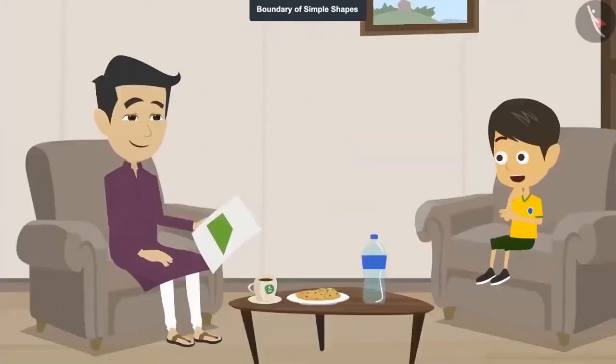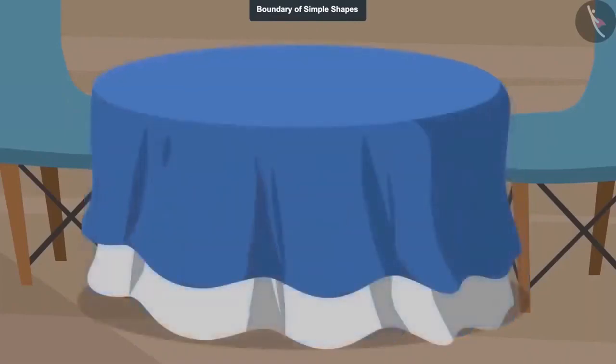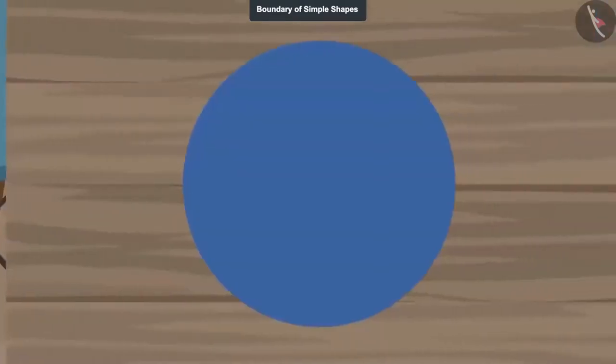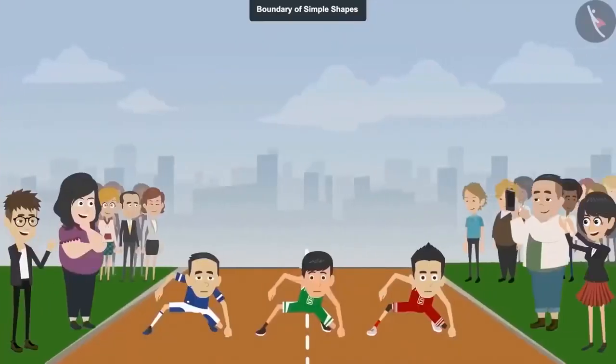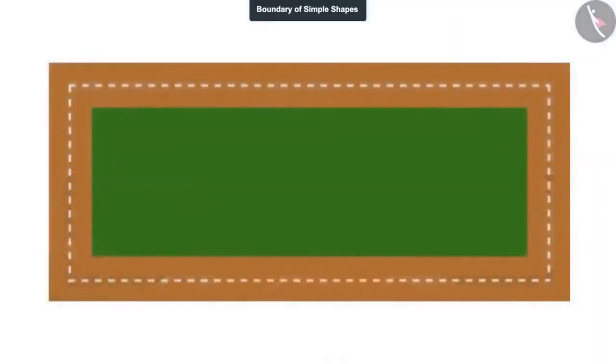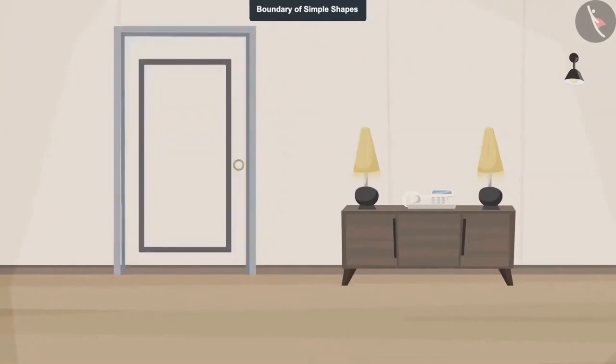What similar tasks could be there where the length of the boundary needs to be measured? Measuring a boundary is required for many things. For example, if lace is to be fixed around the tablecloth, then we have to measure the boundary of the tablecloth. In the race track, it is necessary to measure the boundary of the track when there is a race of vehicles or people. A special kind of wooden frame is also put around the door. For that, it is necessary to measure the boundary.